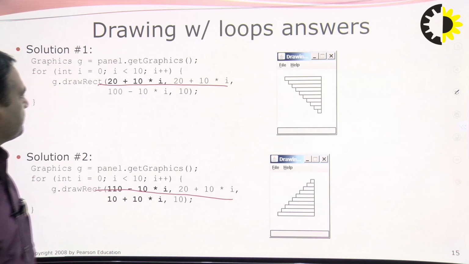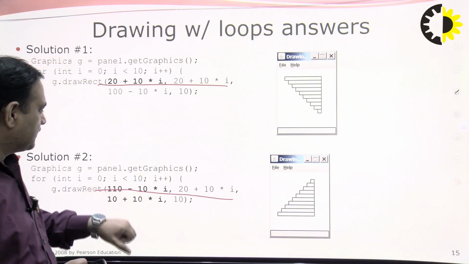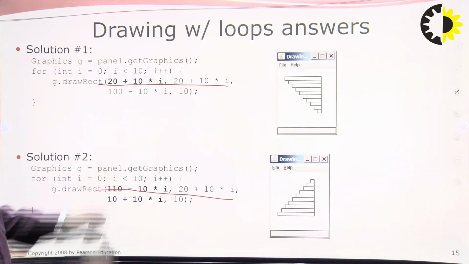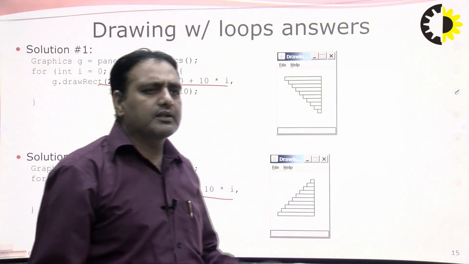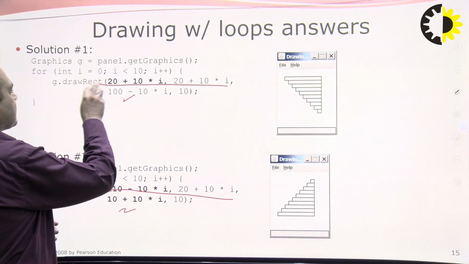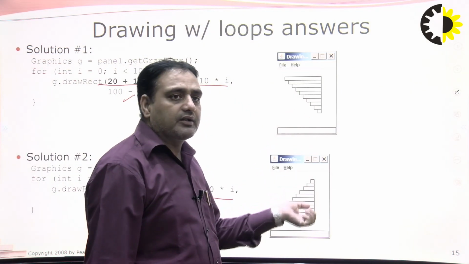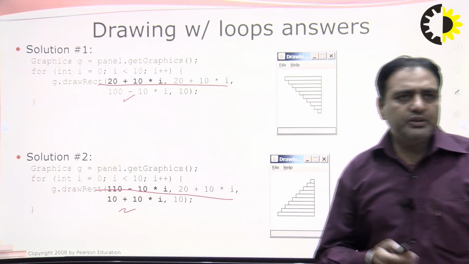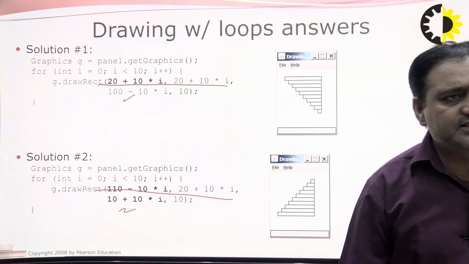That is 20 plus 10 star i, here 110 minus 10 star i, 20 plus, the same, but this part is different. It means the type of input we are putting in the draw rectangle method is what lets us create a number of rectangles within a drawing panel. So this is the main important aspect, and it is very easy.